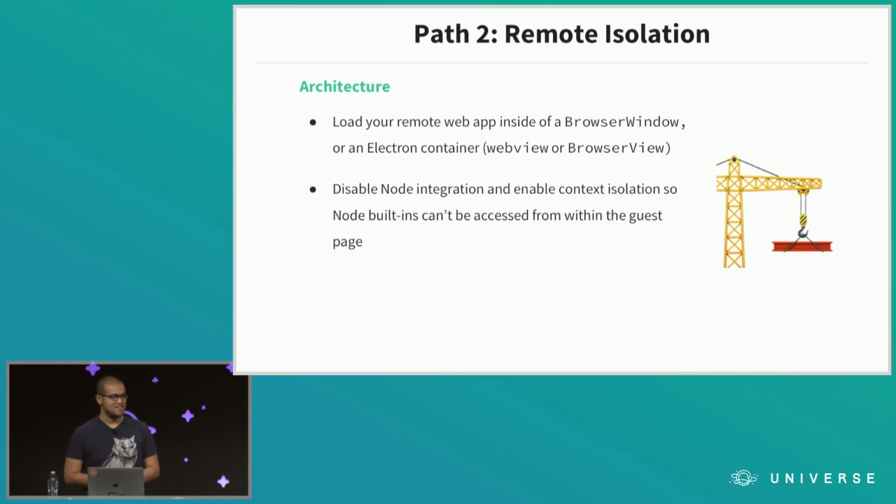This is the crucial step, though: you need to disable node integration and enable context isolation. So node built-ins can't be accessed from within your guest page, from your remote web app, and your remote web app can't go and do things like modify the prototypes of the Electron API itself. That seems like it could be risky. Probably don't want that.